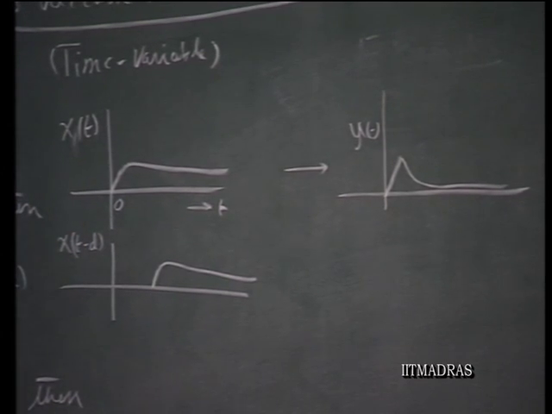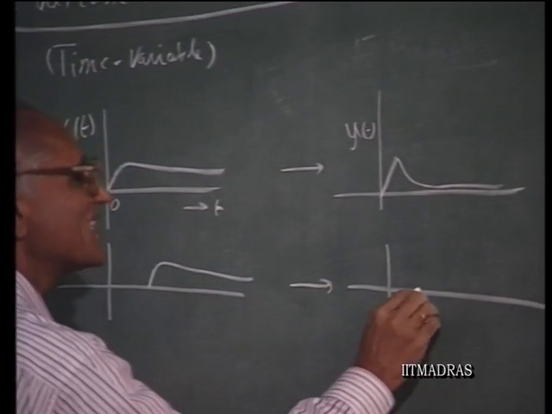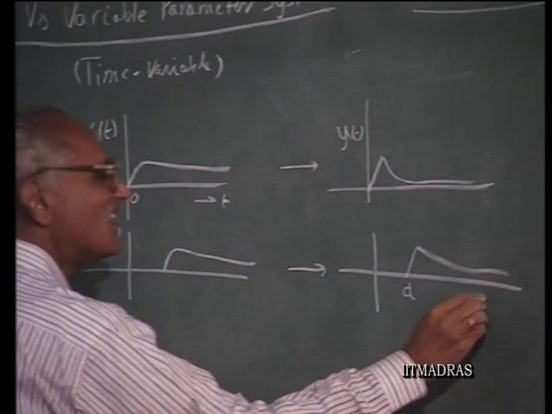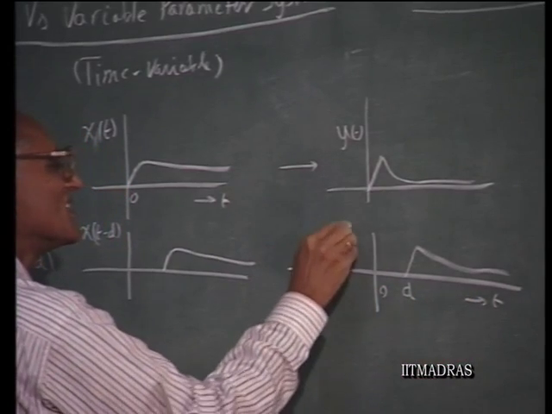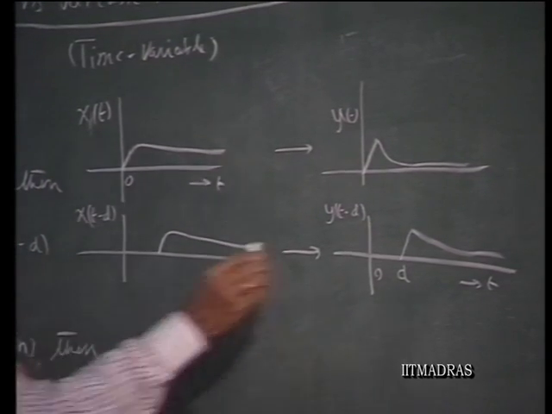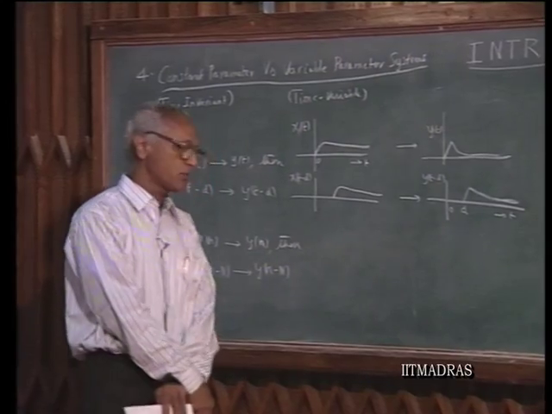Then if it is a time invariant system, you are sure that the output will be the same as this, but starts a little later. This is y of t minus d. So, the same response, same wave shape, except that it is delayed by the same amount as the input is delayed. So, this is a feature of time invariant systems, and this is a very useful feature, as we will see later on when we talk about how we use impulse responses to find out the response for general input.